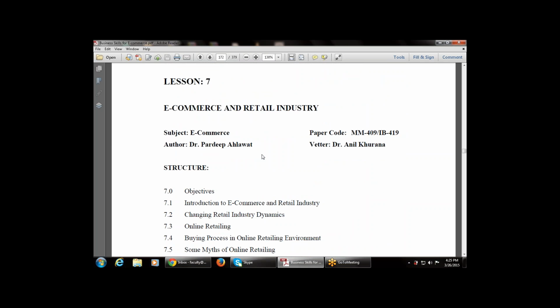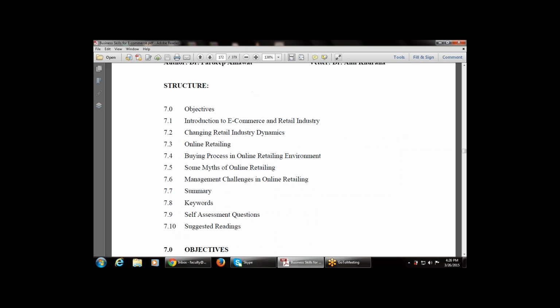Then we have also covered a few topics of chapter number 7, that is e-commerce and the retail industry, that is how e-commerce is related to the retail industry. Retailing means taking the goods from the manufacturers and providing the goods to the user. So it becomes a mediator between the manufacturer and the user. And these are the various topics that will be covered in today's class also.